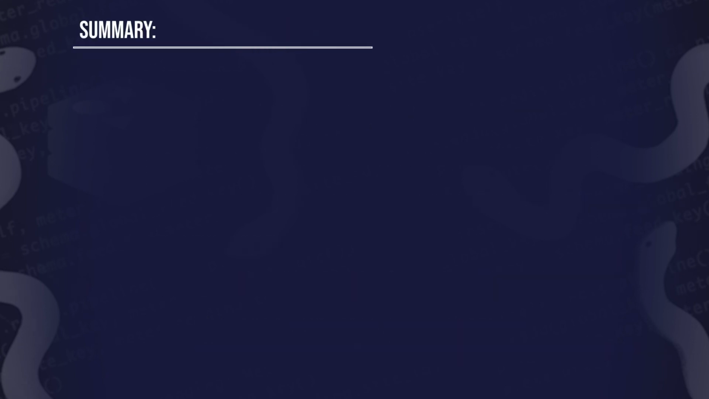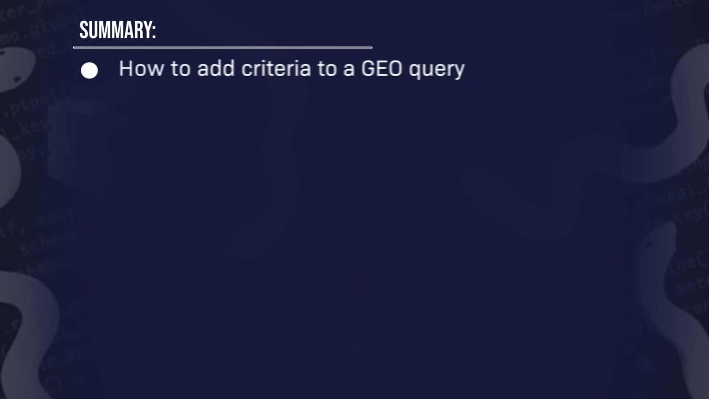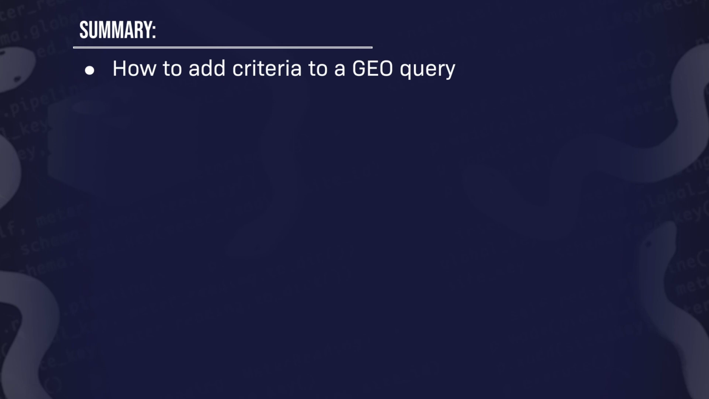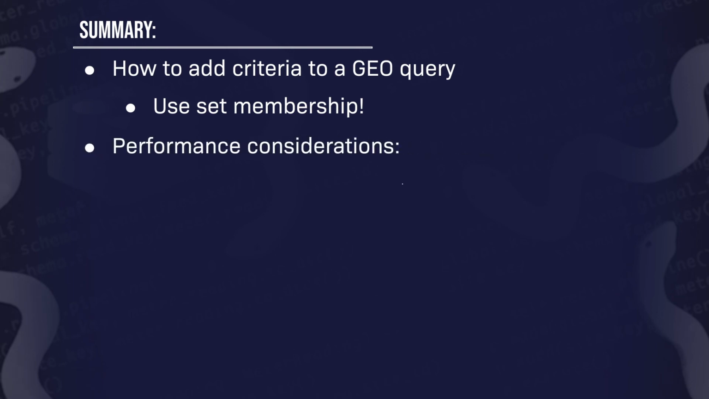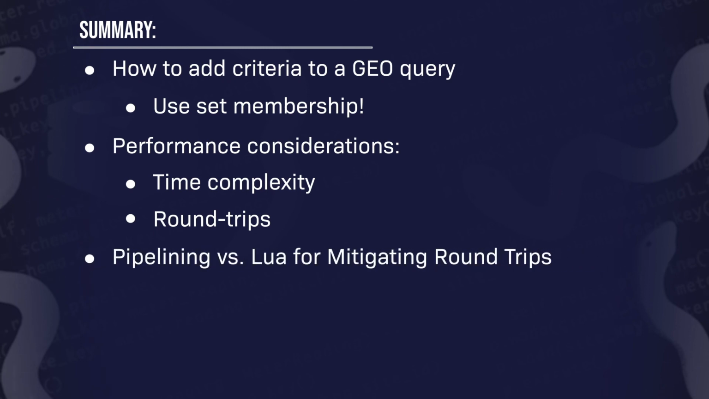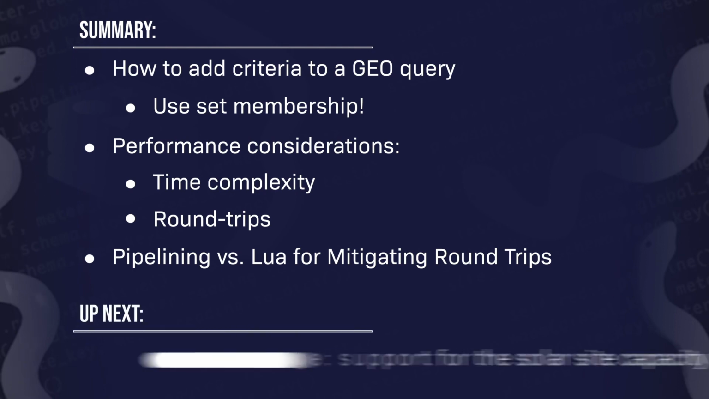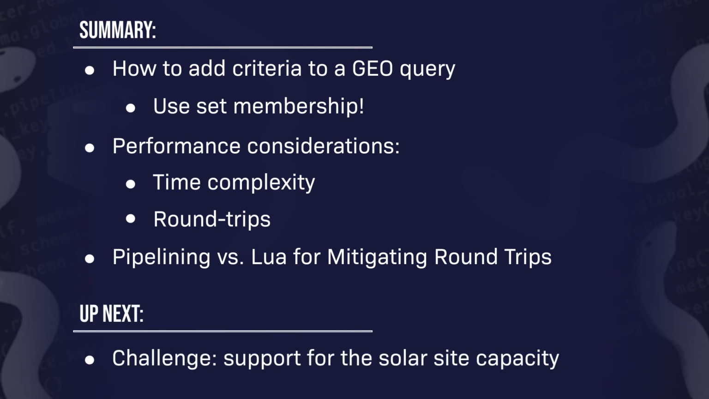So what have we learned in this unit? First, we learned a technique for adding criteria to our geoqueries. We have a set or sorted set whose membership indicates a property we're interested in. In this case, the set represents capacity. We then check each geo result against the set. Next, we reviewed the performance considerations for this technique. We looked at time complexity and round trip time. Finally, we saw how to mitigate round trip time using both pipelining and Lua. In the next challenge, you'll add support for the solar site capacity plus GeoQuery to the app.